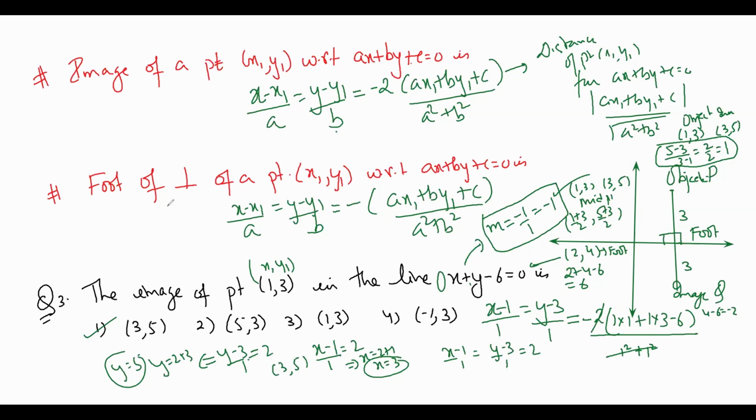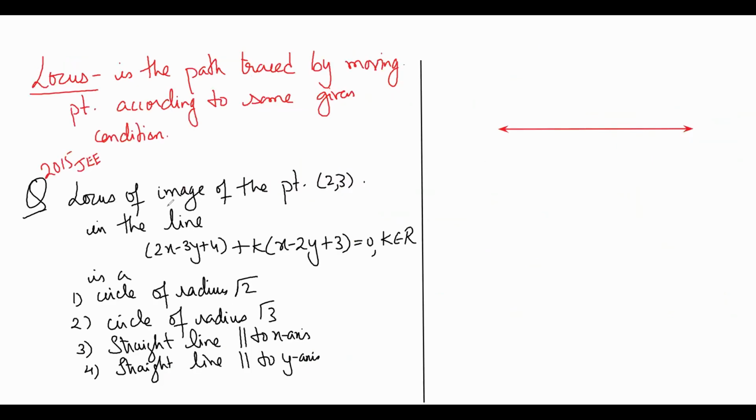Now what question is written here? But first of all, I have written locus. What is locus? Locus is the path traced by a moving point according to some given condition. They will give you a condition in the question, and you have to follow that condition. After following that condition, you obtain an equation in x and y, and that equation is the locus.